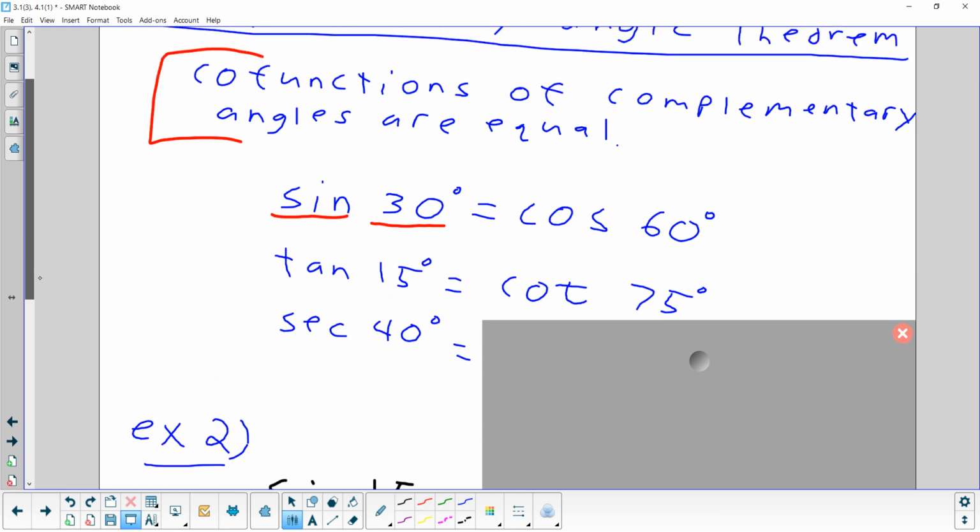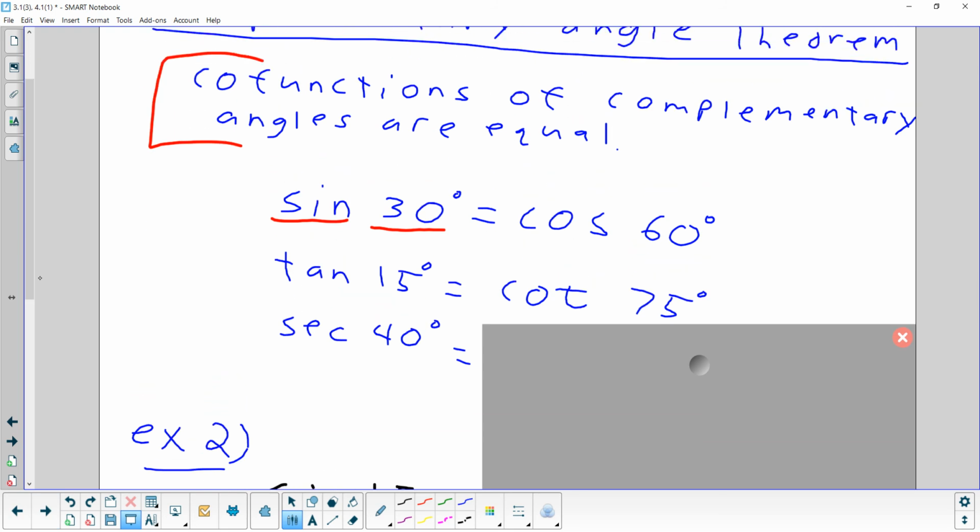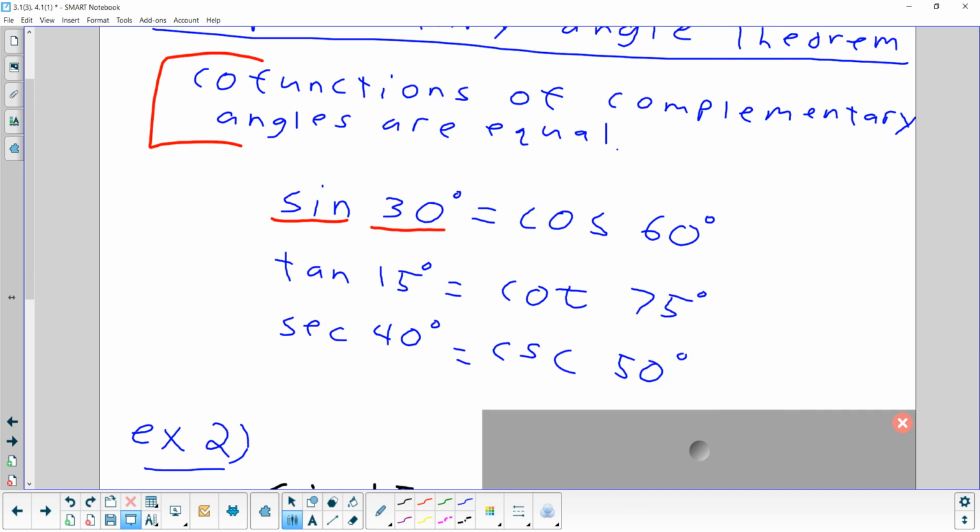Try one more. Secant of 40. Anyone think they can tell me what that would be the same as? Yeah. 50? 50. Secant, cosecant, those are cofunctions. 40 and 50 are complementary. So we're just finding things that are equal. You might be like, well, what good is that? What does that do? Just do 90.